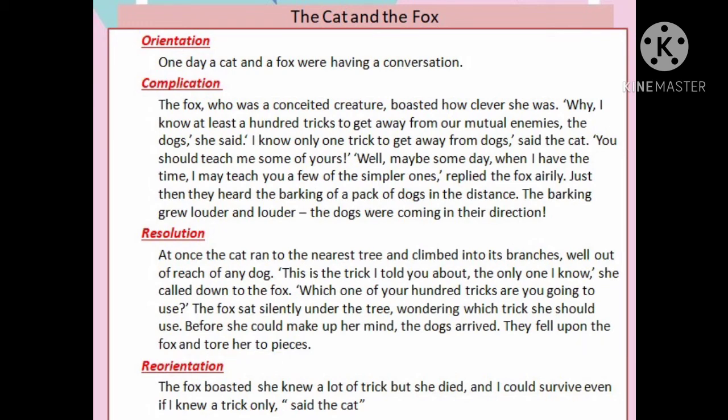Okay, the last paragraph. The fox boasted she knew a lot of tricks, but she died. "And I could survive even if I knew a trick only," said the cat.